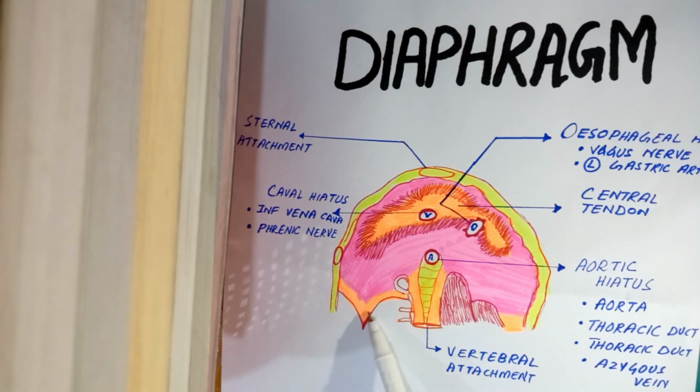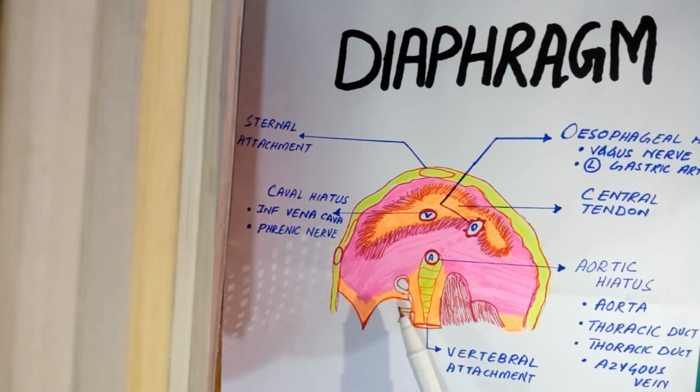Let me repeat. I said that right crura arises from L1, L2, L3 and their intervertebral disc, while the left crura arises from L1, L2 and their corresponding intervertebral disc. Now these two crura are attached by the median arcuate ligament. Now the question arises, what is the median arcuate ligament?